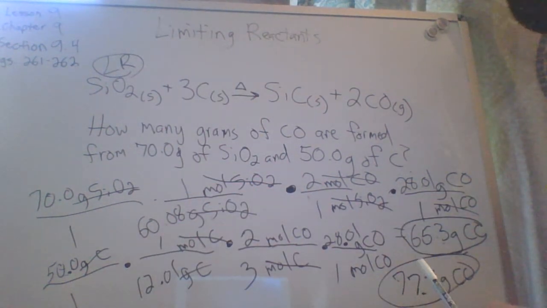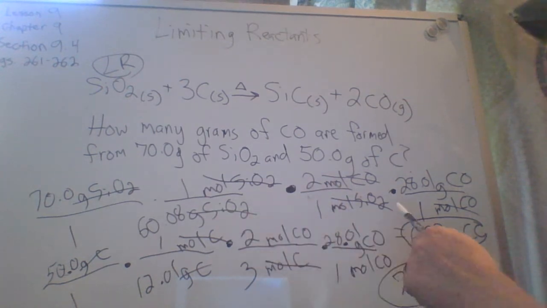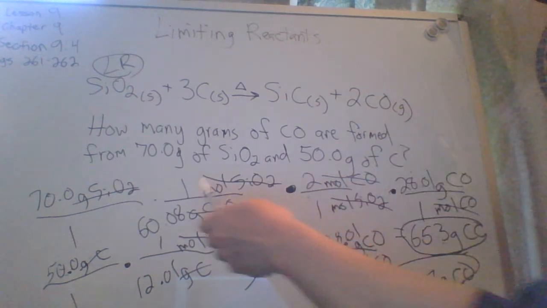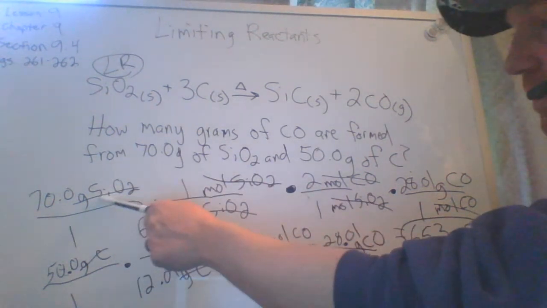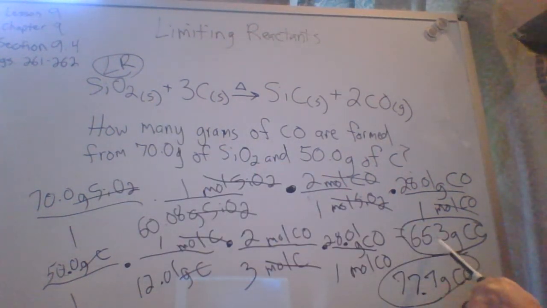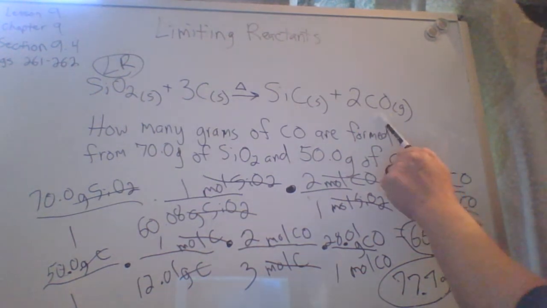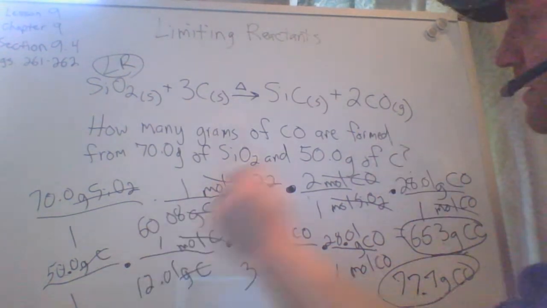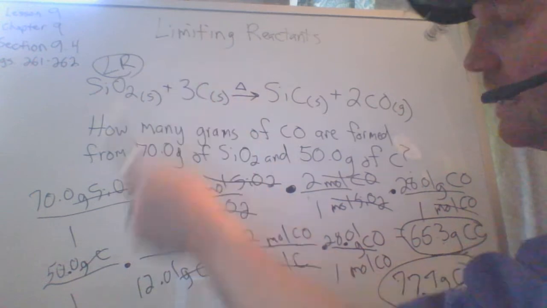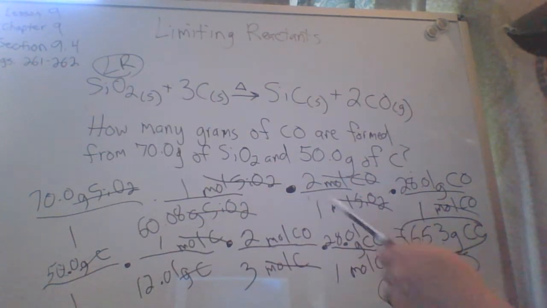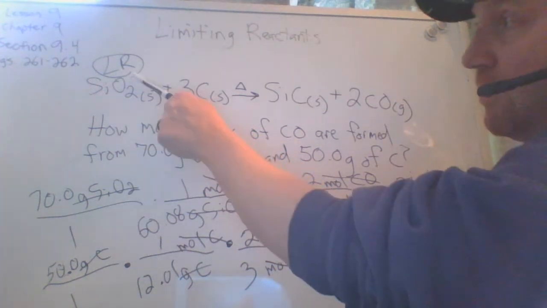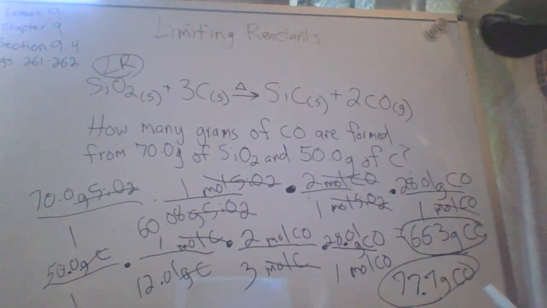I realize it's messy, but we found out that we would run out of SiO2 first, because 70 grams of that stuff can only produce 65.3 grams of CO. And when we jump to the same product from the other reactant, 50 grams of carbon could produce more. These are theoretical calculations. Notice I put SiO2 as the LR.